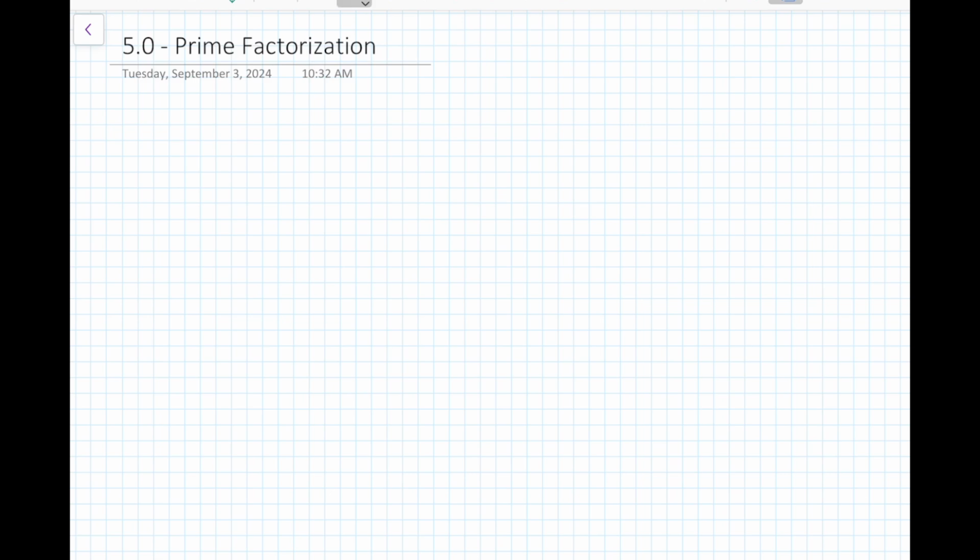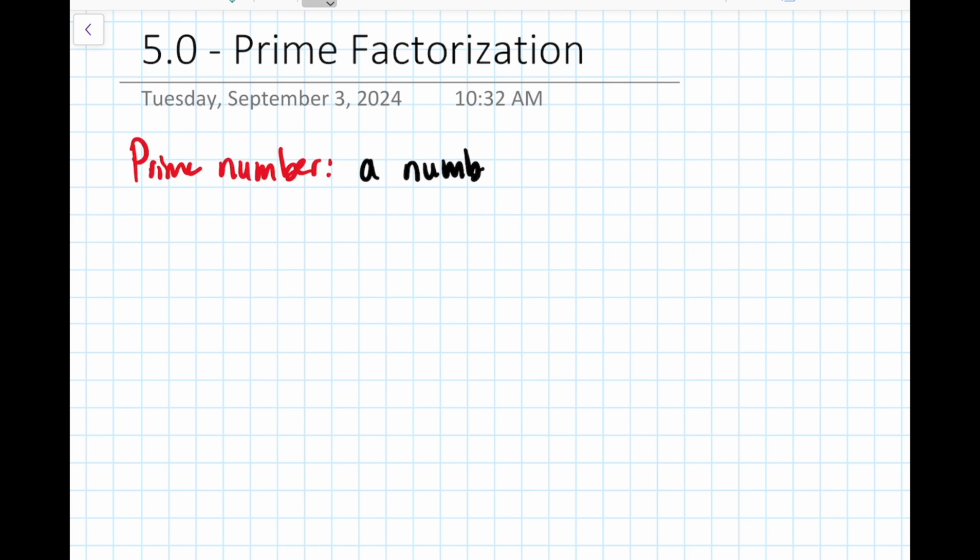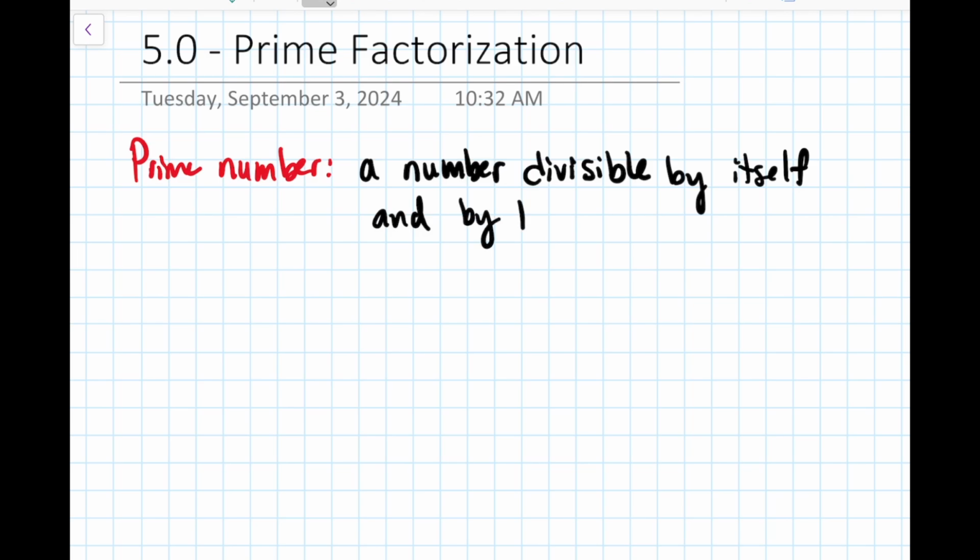So, to set the stage for prime factorization, need to go over a few quick concepts. First, prime number. So what is a prime number? So you hopefully recognize this term. A prime number is any number that's only divisible by two things, specifically two things. So it has to be divisible by itself and by 1. And so prime numbers are things like 2, 3, 5, 7, 11, and so on and so on.